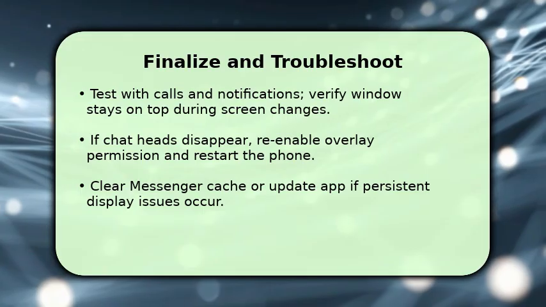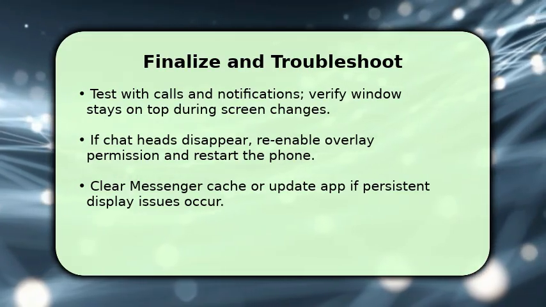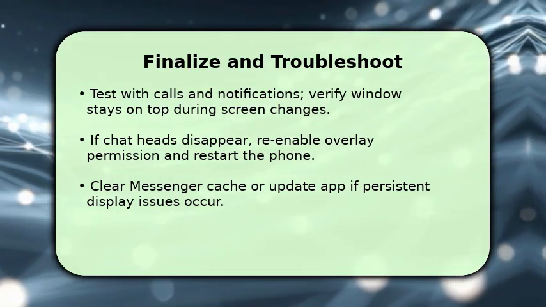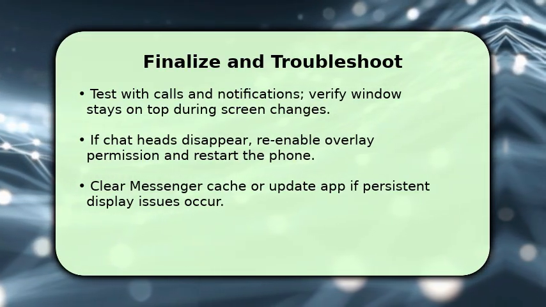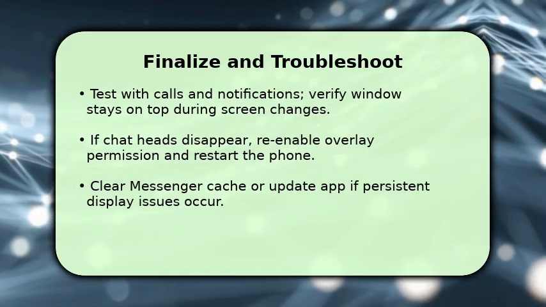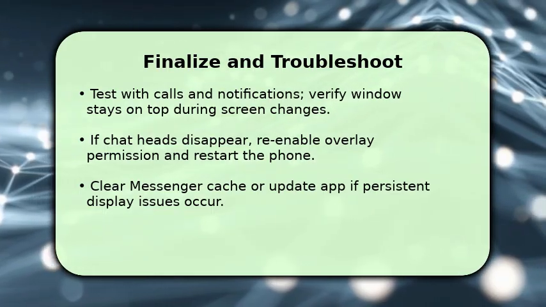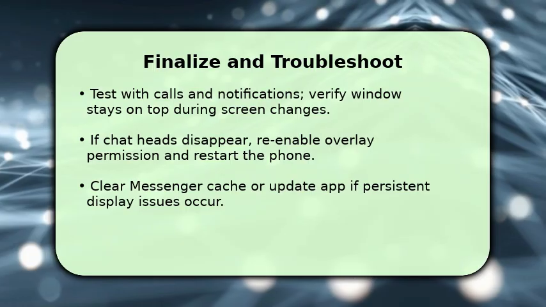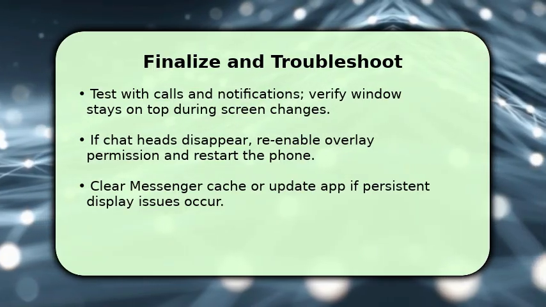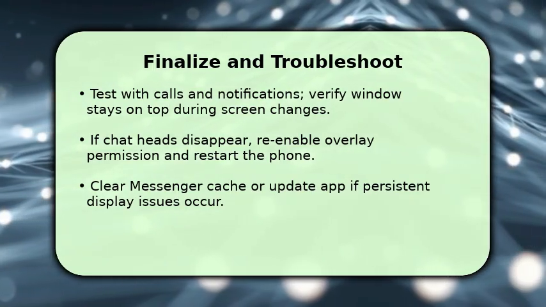Send test messages, accept a call, and switch apps to ensure the floating window remains on top. If the chat head disappears, immediately check overlay permissions and re-enable draw over other apps, then restart the phone to refresh system overlays. If problems persist, clear Messenger's cache or install the latest app update to fix bugs.